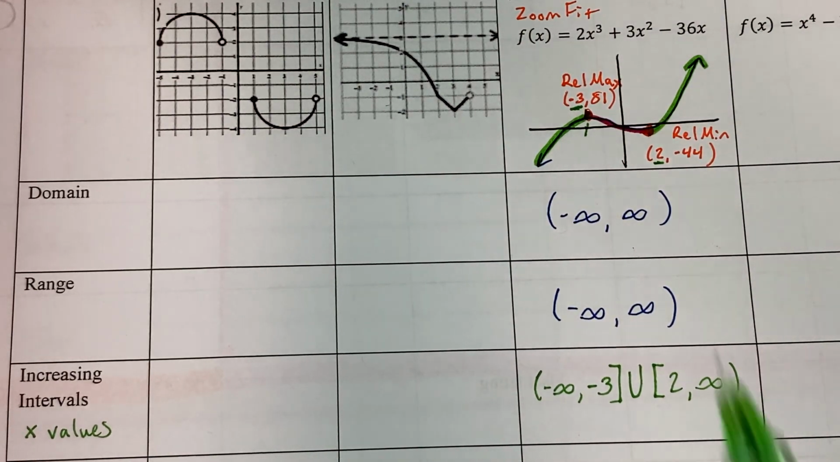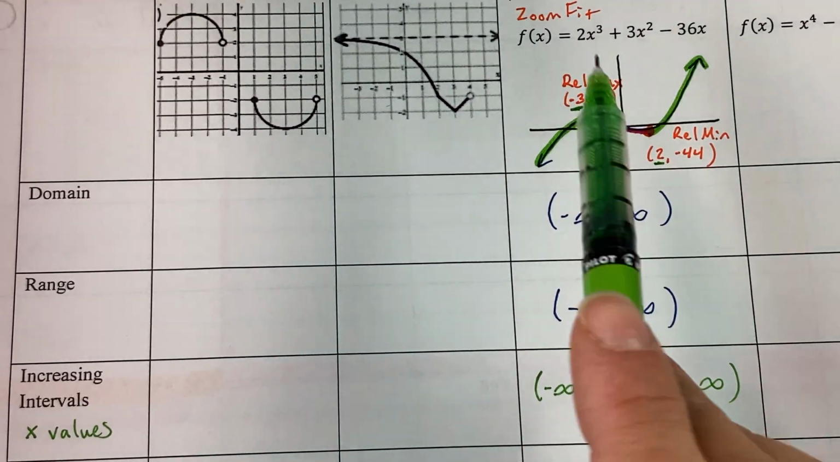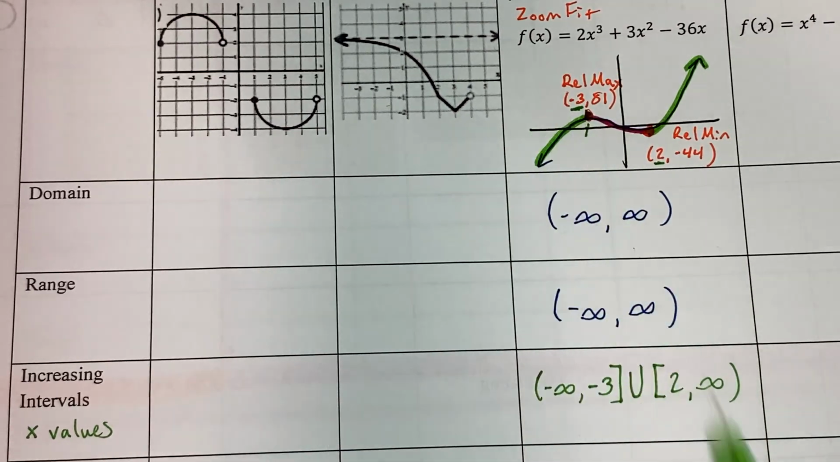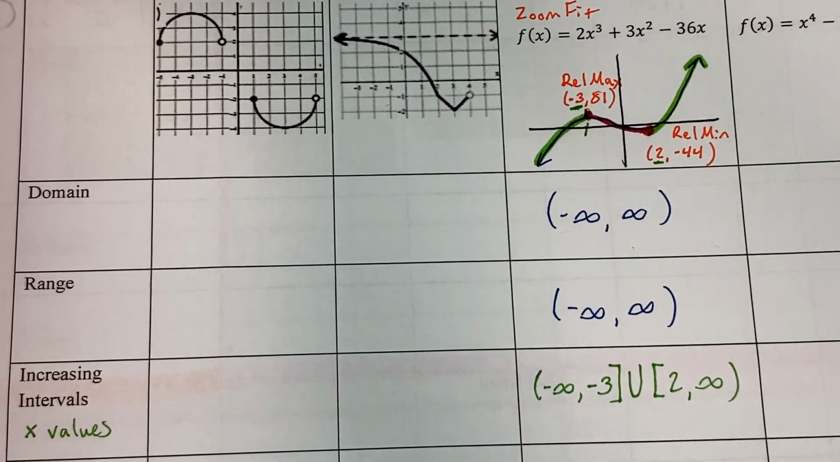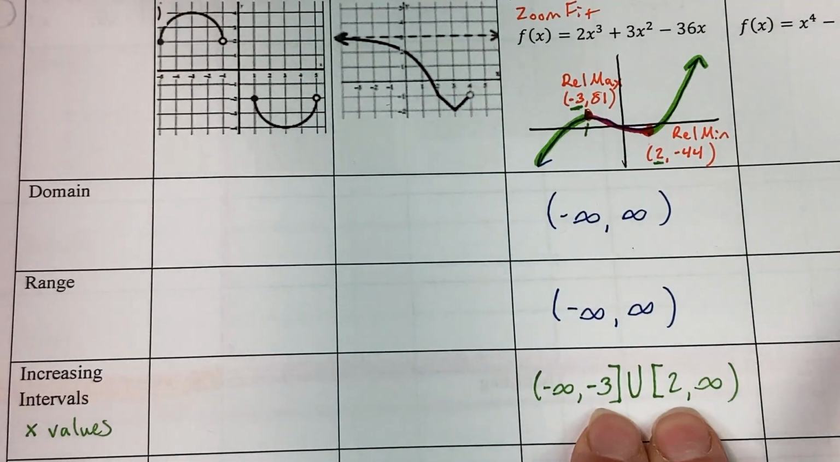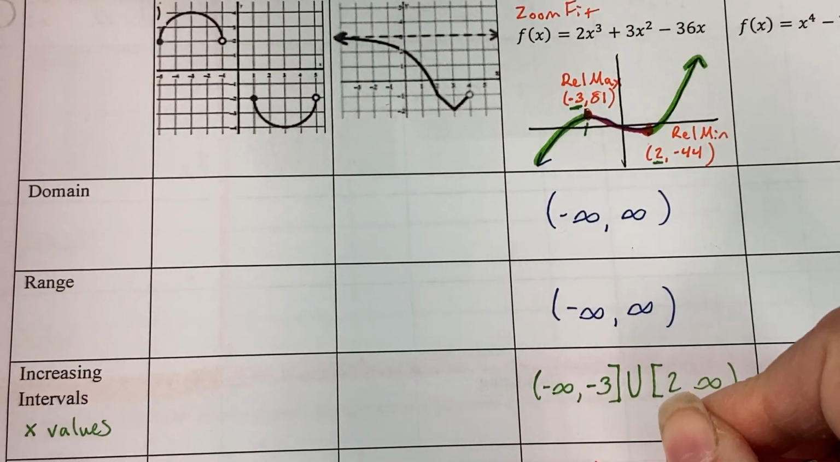And folks, I will say the most common mistake made on this test is with increasing and decreasing intervals. Students will accidentally report out the y value for those intervals instead of the x values. So we're looking at where the function is going up, but we're stating the x intervals where it is doing so. So for our decreasing interval, and the decreasing intervals should be easier because it's going to be kind of our x values that are left over, this interval between negative 3 and 2. So negative 3 and 2.